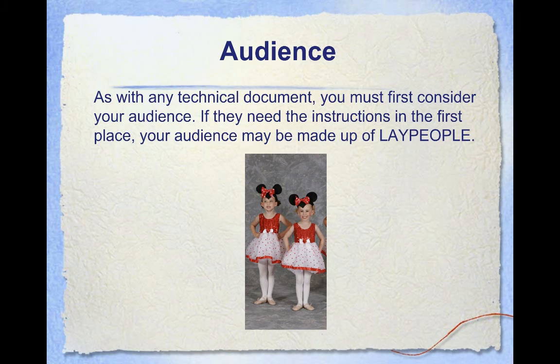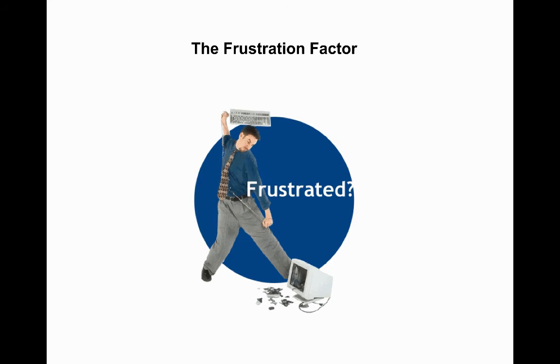First of all, audience. As with any technical document, you've got to consider your audience. If they need the instructions in the first place, they may be made up of lay people, not necessarily the children in this picture, but people who are not familiar with what you're doing or what you're advising them to do. So they really need to take the time to figure it out, which means that you have to give them the information as effectively as possible. Another thing to remember is the frustration factor. A lot of times people try to figure something out first, and then when they can't do it, they come to the instructions, which means that they want things to be even clearer, even faster, which is where visuals are helpful.